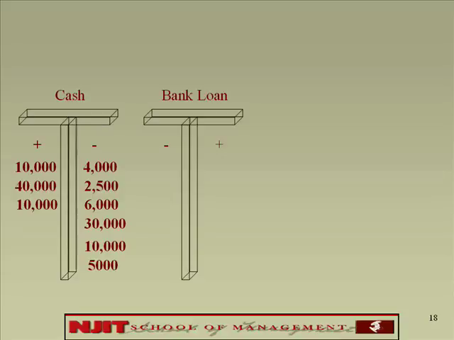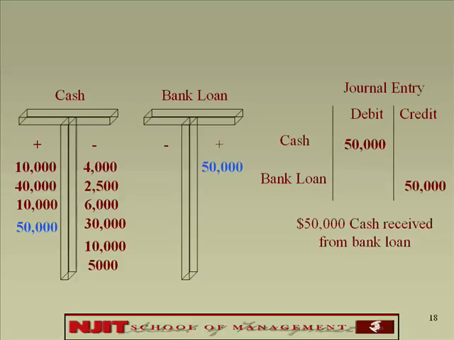Cash is debit 50,000. Am I correct? Bank loan, credit 50,000. So the journal entry would be cash, debit 50,000, bank loan, credit 50,000. And the final transaction.